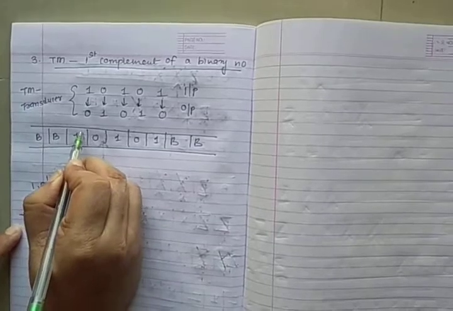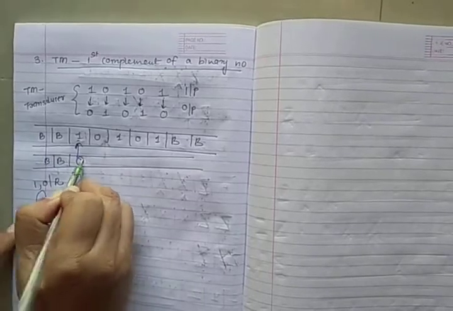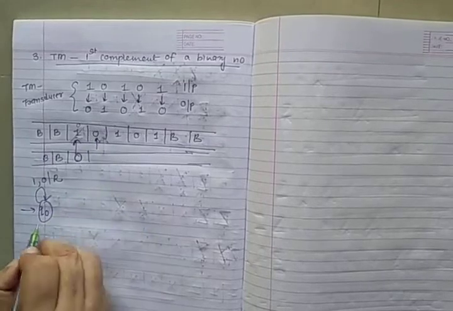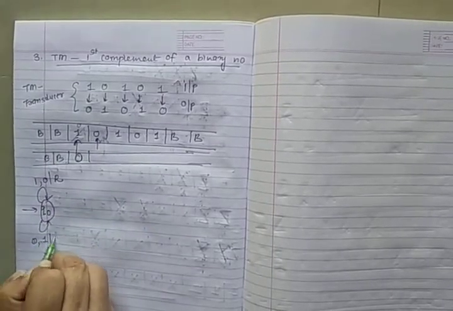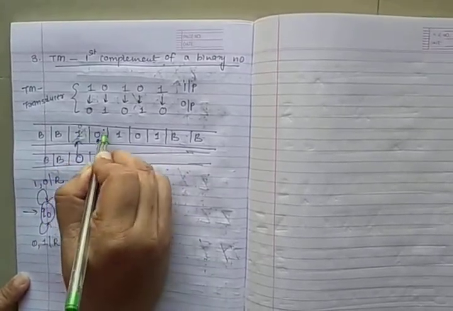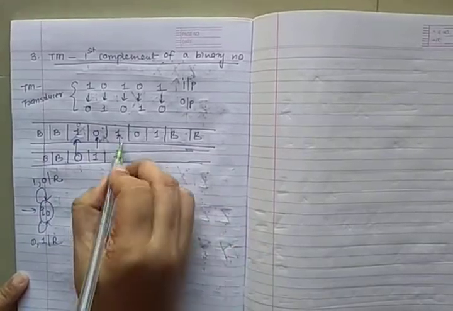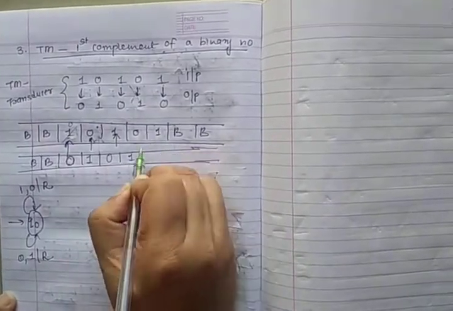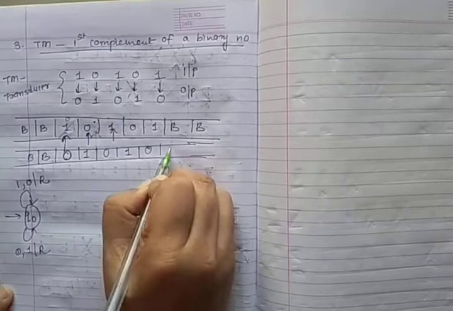So if there is 1, then replace it with 0. Actually this 1 is replaced with 0, but for simplicity here I am trying to write on another tape. So this 1 is replaced with 0 and we move right. When we move right, if 0 is there, replace it with 1, move right. So this 0 is replaced with 1, this 0 is replaced with 1 and move right. If there is 1, replace it with 0, move right. 0, replace it with 1, move right. 1, replace it with 0 and we are here.